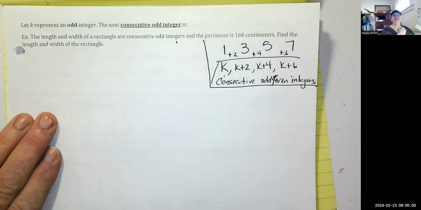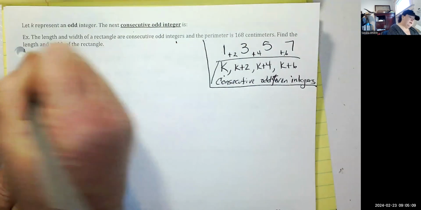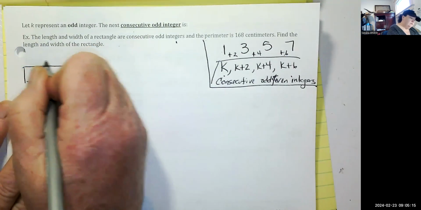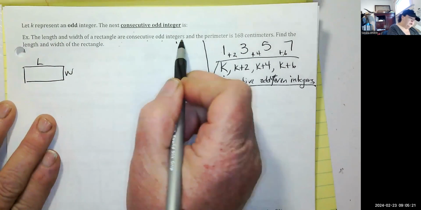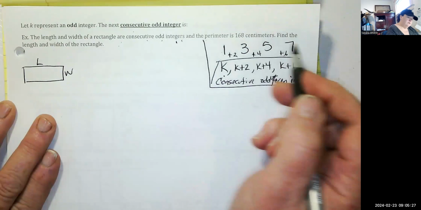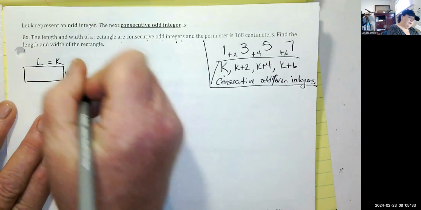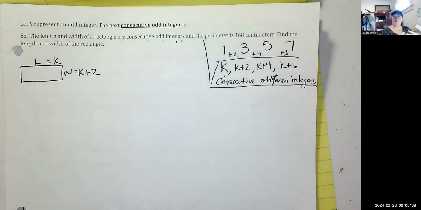All right. So the length and width of a rectangle are consecutive odd integers, and the perimeter is 168 centimeters. I need to draw a picture. So this is a rectangle, and the length and width are consecutive odd integers. If we're going to let one be k, then the other one has to be k plus 2 because they're consecutive odd integers. And how do we find the perimeter of a polygon? We add up all the sides.